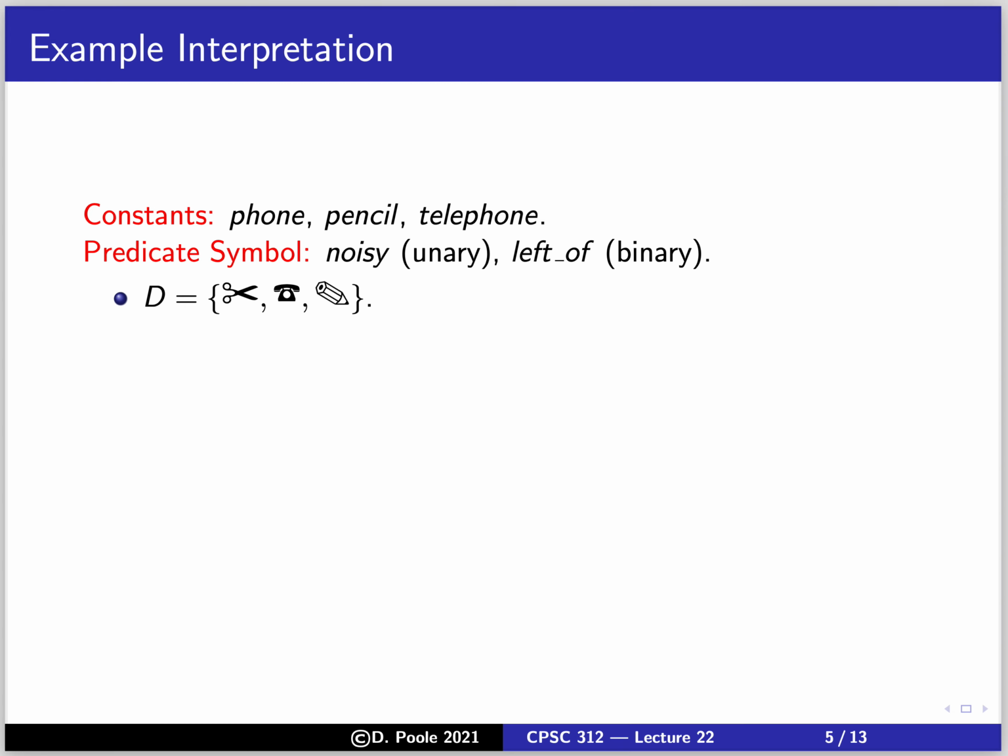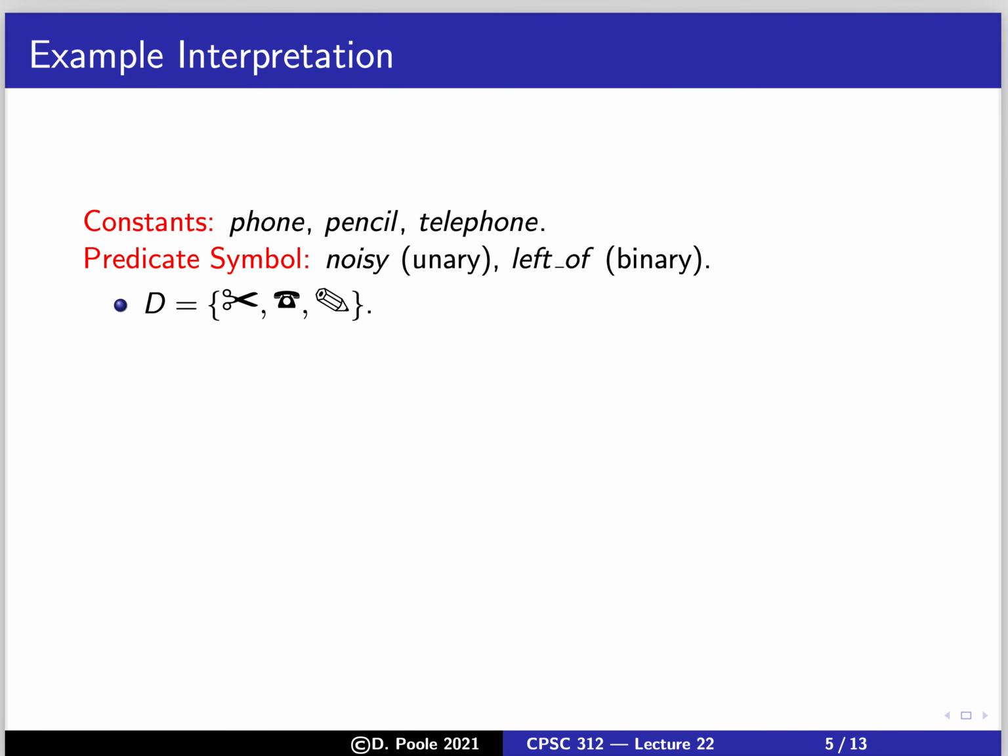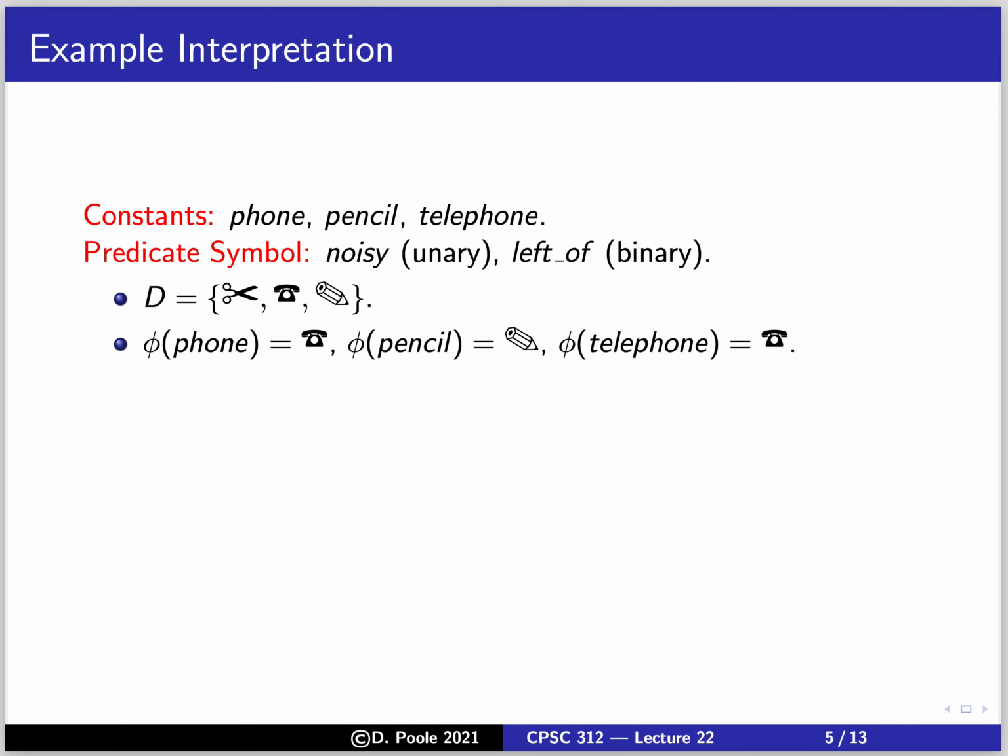Here's an example. Let's suppose the constants are the symbols phone, pencil, and telephone. These are words. Suppose the predicate symbols are noisy, which is unary, and left of, which is binary. Noisy is true or false of individuals, and left of is true or false of pairs of individuals. Suppose our domain is a set of three items. They're not symbolic items; they can be anything in the world. Now suppose phi of phone is this one, phi of pencil is this one, and phi of telephone is this one. Notice that phi of telephone is the same as phi of phone.